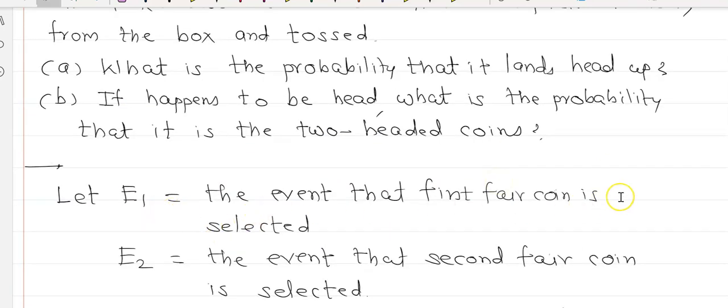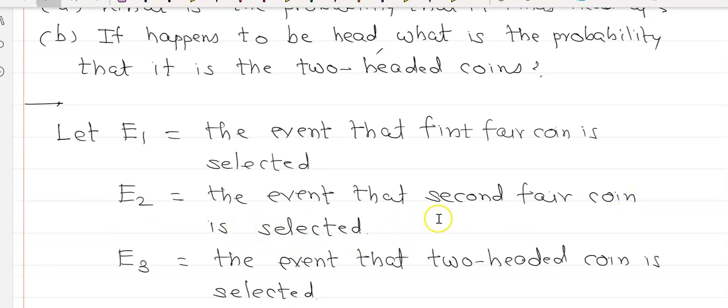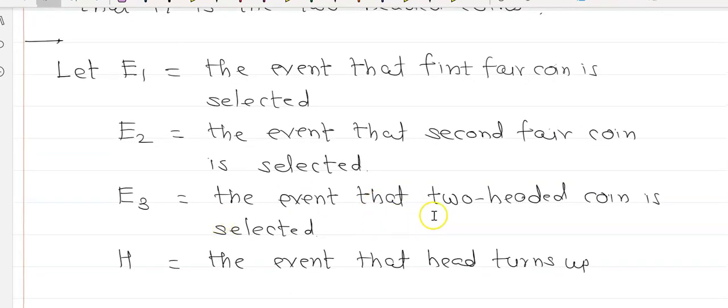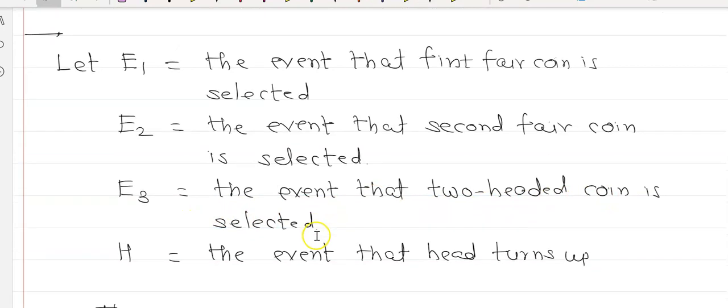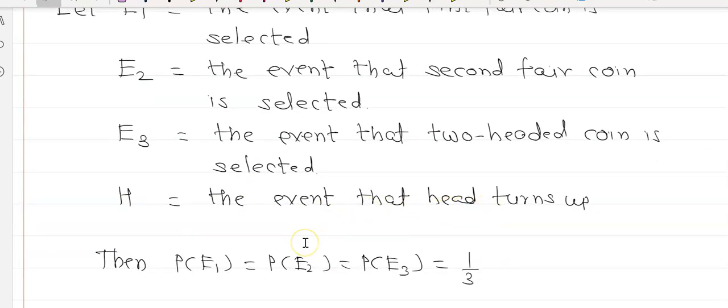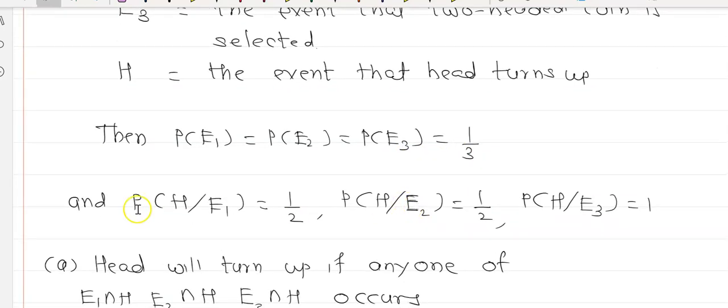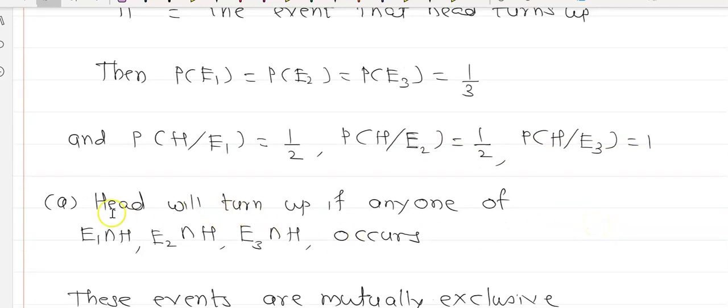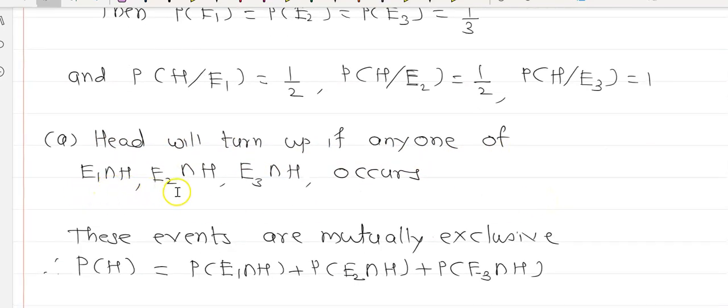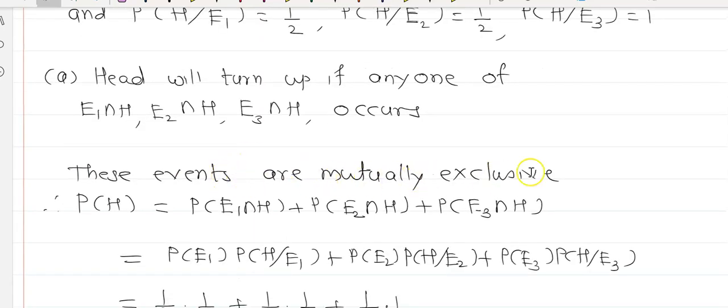Now let E1 be the event that the first fair coin is selected, E2 the event that the second fair coin is selected, and E3 the event that the 2-headed coin is selected, H the event that the head turns up. Probability of E1 is equals to probability of E2 is equals to probability of E3 is 1 by 3. Again, the probability of H conditional E1 is 1 upon 2, probability of H conditional E2 is 1 upon 2, probability of H conditional E3 is 100%, that is 1, because both sides have the head. Now head will turn up if any one of E1 intersection H, E2 intersection H, E3 intersection H occurs. These events are mutually exclusive.